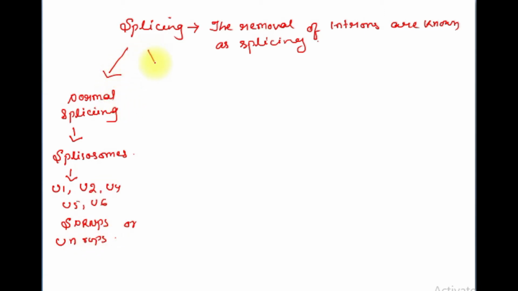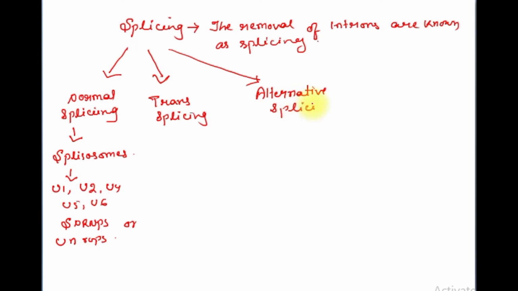The next type of splicing is trans-splicing. And the third type of splicing is alternative splicing. In this video we will discuss the normal splicing. In another video we will discuss trans-splicing as well as alternative splicing.